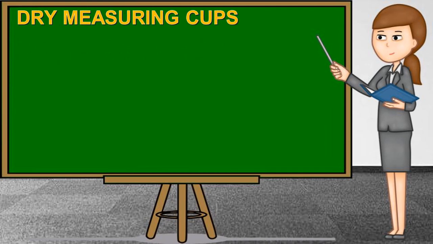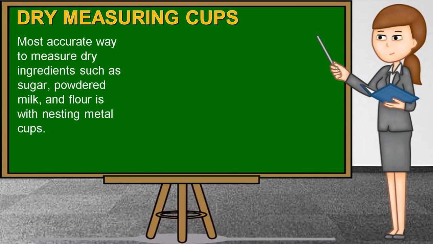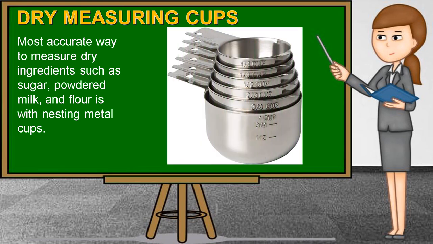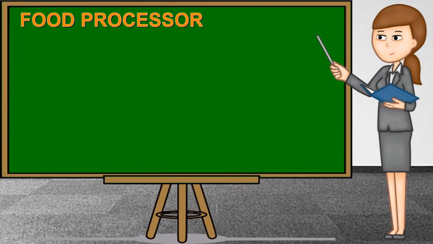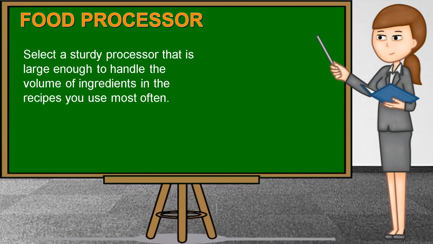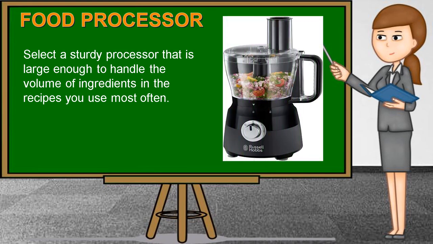Dry measuring cups are another great tool needed in the preparation of salad. The most accurate way to measure dry ingredients such as sugar, powdered milk, and flour is with nesting metal cups. Food processor. Select a sturdy processor that is large enough to handle the volume of ingredients in the recipes you use most often.